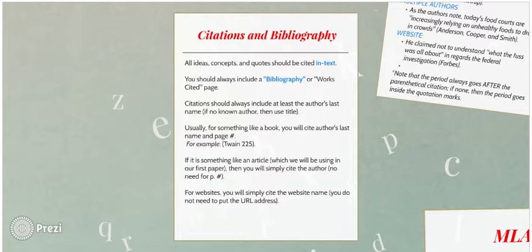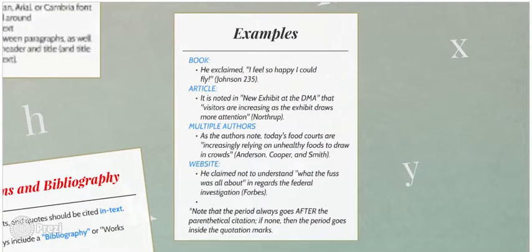If it's like an article, then you're going to use something where you simply cite the author. So again, no need for the page number or anything like that. For websites without an author, you would do something like this. So CNN.com or something like that. For example, I've given you a few examples here. You can read through them yourselves. You can pause me if you need to. I've given you examples for books, articles, multiple authors, and even websites.